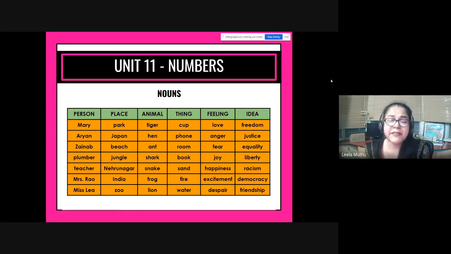All right. And then you have place, of course, like the park is a place, Japan, okay, the beach, jungle, Nehru Nagar, an area, basically a place. Then you have India, a country, a zoo. Then among animals, of course, there are loads and loads of them. You have tiger, hen, ant, shark, snake, frog, lion. And then under thing, you have all non-living things, which come under things. So basically cup, phone, room, book, sand, fire, water. The last three are uncountable nouns, which you cannot count. The first four are countable nouns, which you can count one by one.